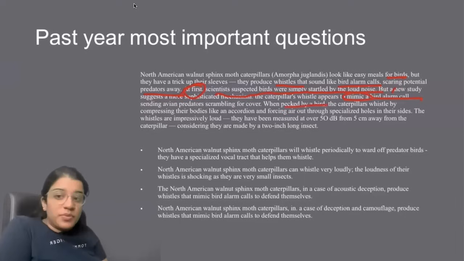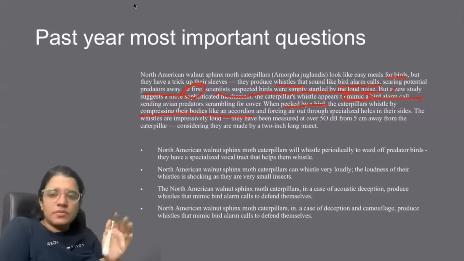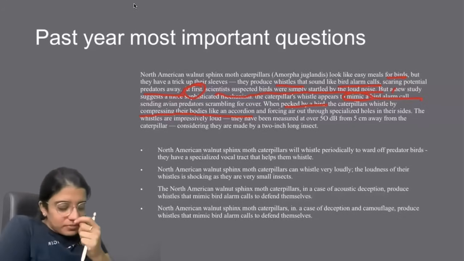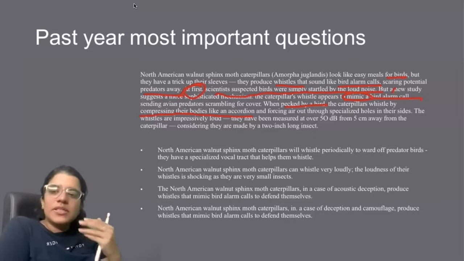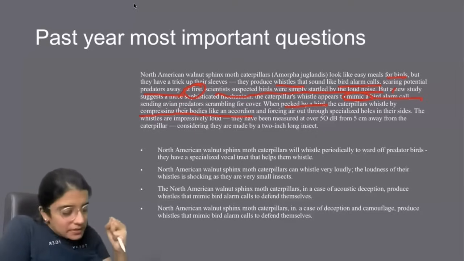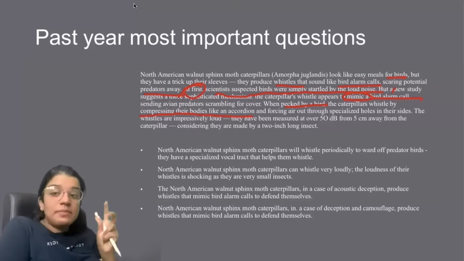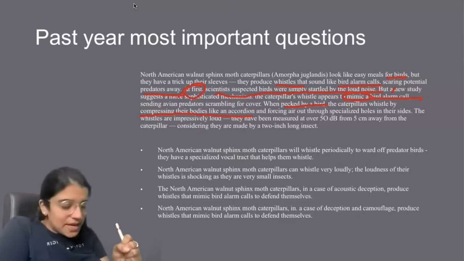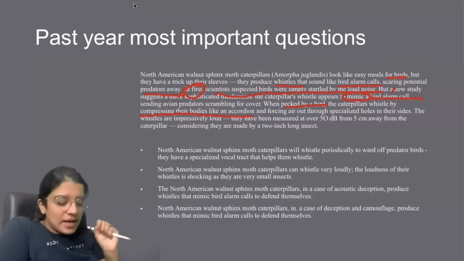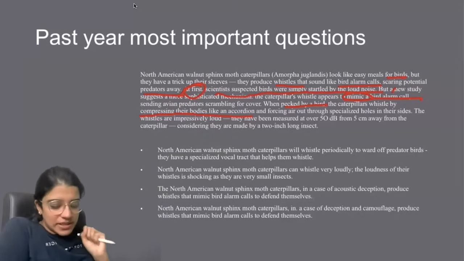When pecked by a bird, when bitten by a bird, the caterpillars whistle by compressing their bodies like an accordion. Accordion, I hope you guys know, it's an instrument जो कि इस तरह से पहले अंदर जाता है, उसके बाद फिर से बाहर आता है. So एक process बताइए that how do these birds whistle? When bitten by a bird, these caterpillars whistle by compressing their bodies like an accordion and forcing air out through specialized holes in their sides. The whistles are impressively loud.